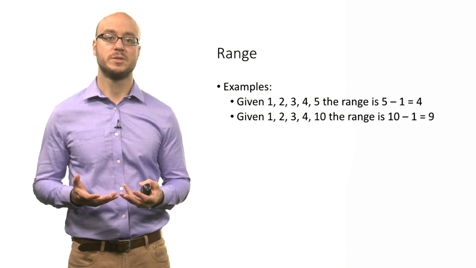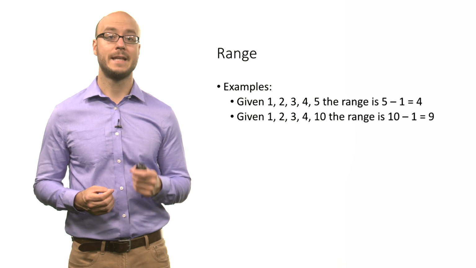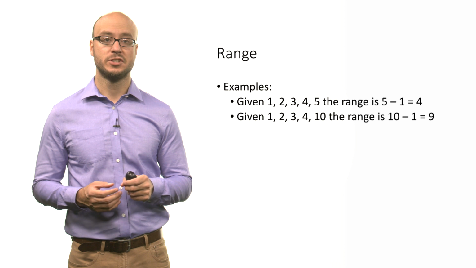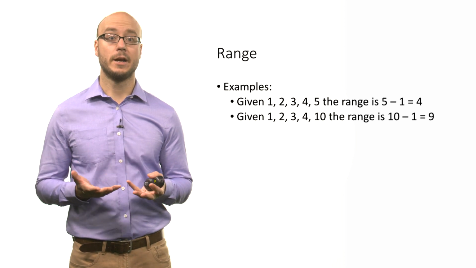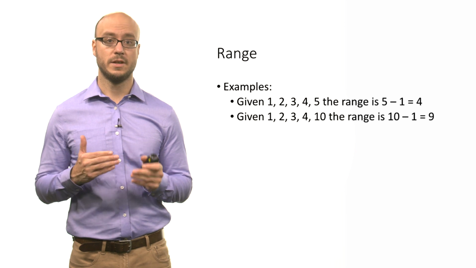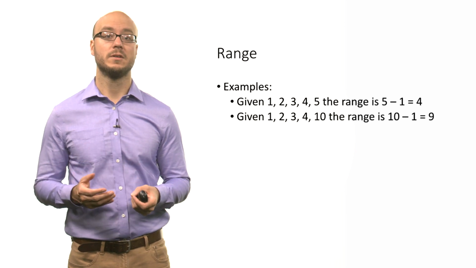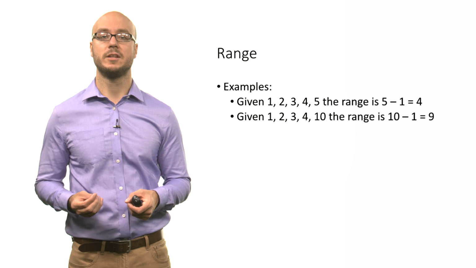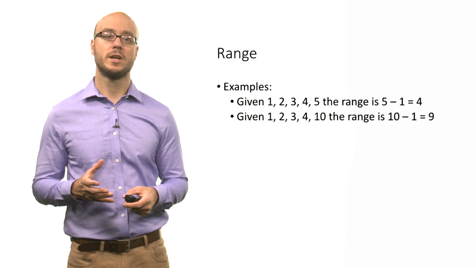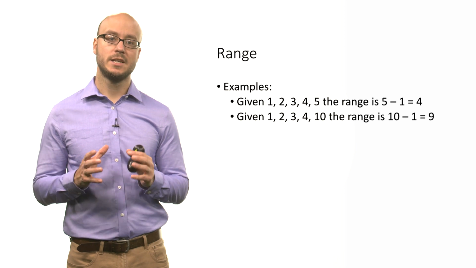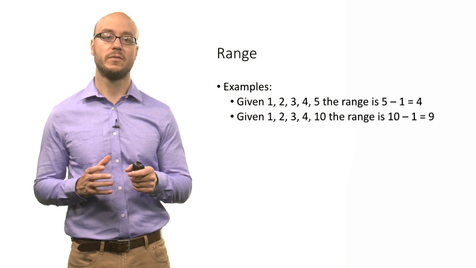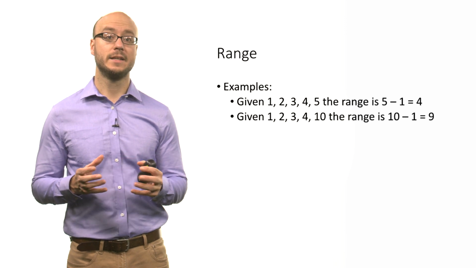Suppose you have a different set of observations of 1, 2, 3, 4, and 10. So that last observation, instead of 5, is now 10. So we've included an outlier here, an extreme value. And the range is, again, the difference between the maximum value and the minimum value of this set of observations. The maximum value is 10, the minimum value is 1, so the range is 10 minus 1, which is 9. So you can see that in these two basic examples, the inclusion of that outlier, that extreme value, is reflected in the range.